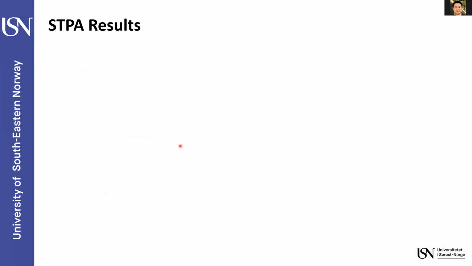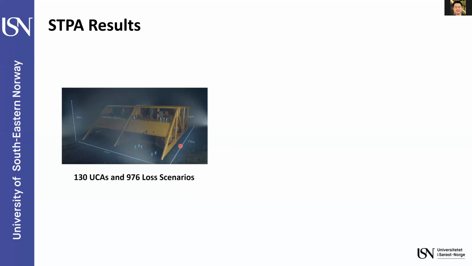So normally, when we conduct the STPA analysis, we will have a large number of unsafe control actions and loss scenarios. For instance, when I analyzed a subsea gas compression system using STPA, I found 130 unsafe control actions and 976 loss scenarios.